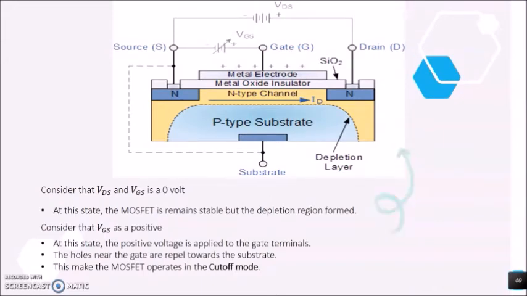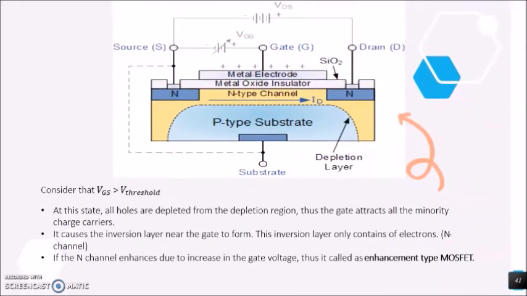Consider that VGS is positive. At this state, the positive voltage is applied to the gate terminal. The holes near the gate are repelled towards the substrate. This makes the MOSFET operate in the cut-off mode.